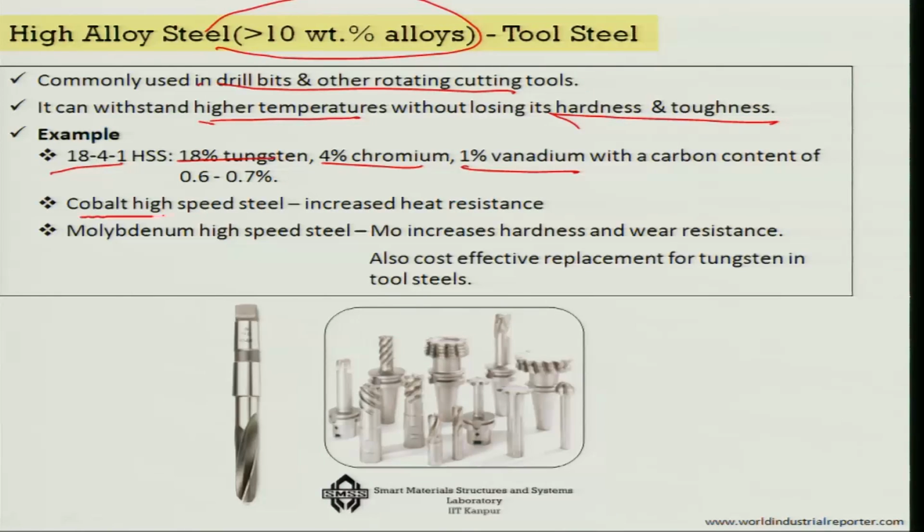Cobalt high speed steel is another example, which you can use for increased heat resistance, or molybdenum HSS, where the molybdenum will increase the hardness and wear resistance, and it also becomes cost effective because you are replacing tungsten in the tool steel. So, all these high alloy steels are mostly used as cutting tools and drill bits.